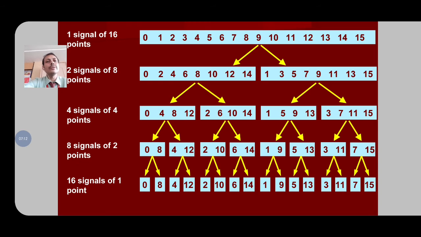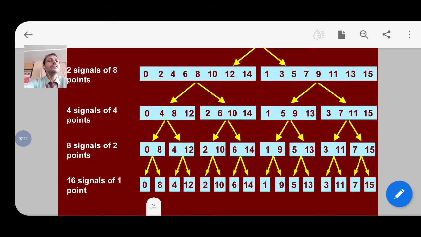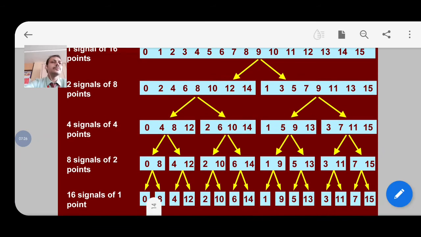Finally we divide the 2-point DFTs into sixteen 1-point DFTs. So 0, 8, 4, 12, 2, 10, 6, 14, 1, 9, 5, 13, 3, 11, 7, 15. Like that we are going to divide.